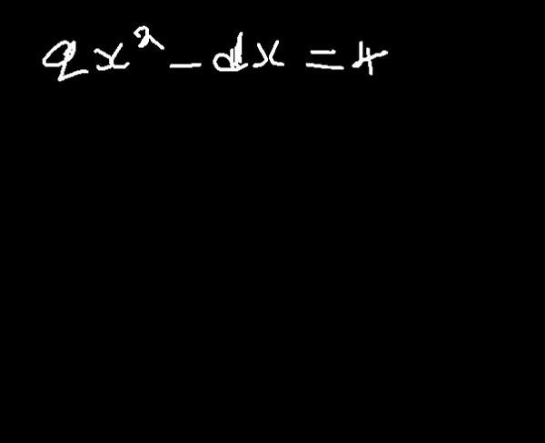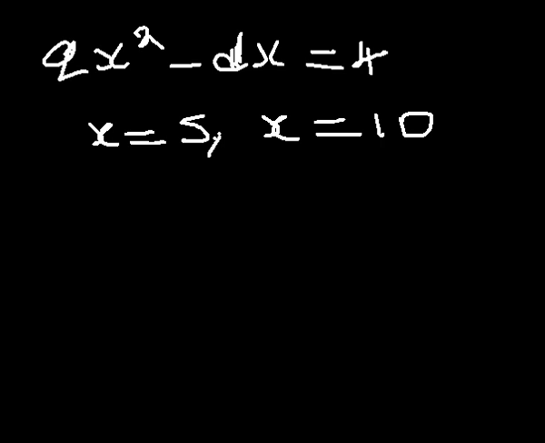And also you should try this as well. Let's say we have the equation given as qx squared minus dx is equal to 4. Now assuming that x is equal to 5 and also x is equal to 10 are the solutions for the equation. Find the values of q and d.